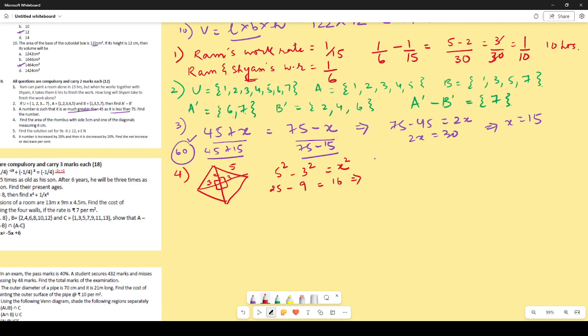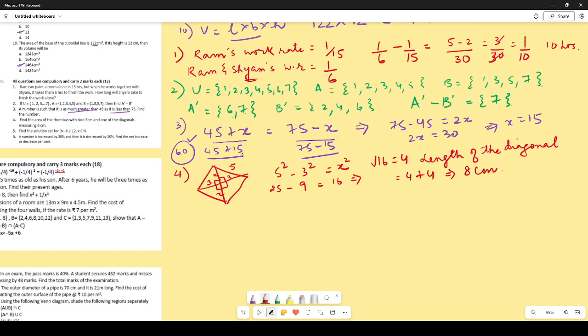That implies root 16 is 4. So, this means the value of x is 4. Now, you see, the diagonal is bisected. So, the length of the diagonal will be equal to, what? 4 plus 4, that makes it 8 centimeters.